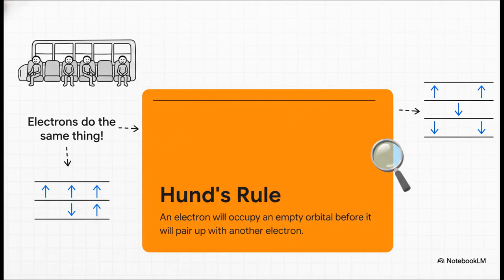Think about it. When you get on a mostly empty bus, you don't sit right next to a stranger if there's an empty 2-seater available, right? You take your own seat first. Electrons do the exact same thing. To keep their distance, they'll each take an empty orbital in a subshell before they even think about pairing up.